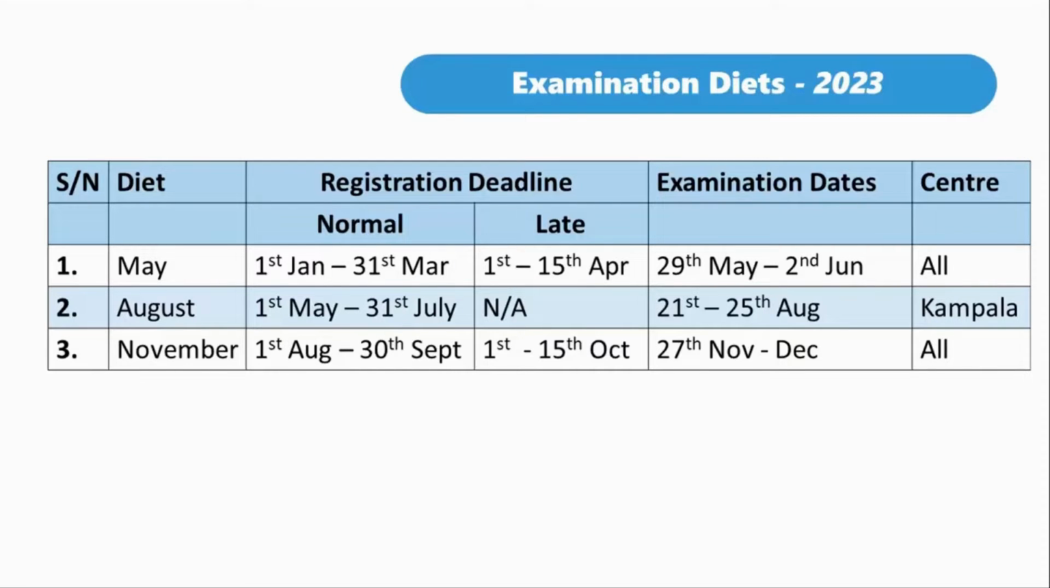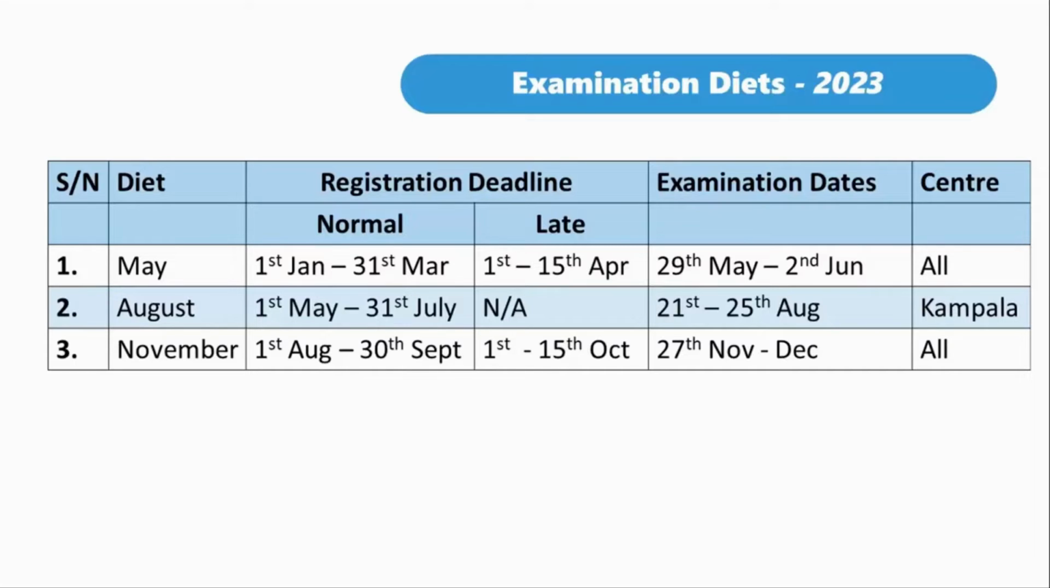Then we shall have another examination diet in August. And of course, for you to register, here I'm talking about registration for examinations, we expect the normal registration from 1st of May to 31st of July. Now, for late registration, it's not going to be applicable. So take note, those who want to do the August examination diet, there won't be any late registration. Examinations for the August diet are going to be conducted from the 21st of August to 25th of August only at the Kampala Center. So as you are programming for this year, put that in mind.